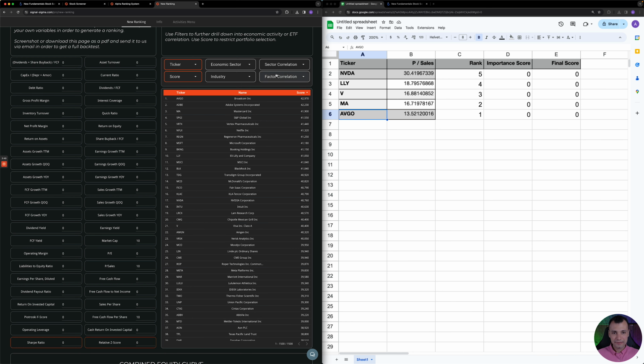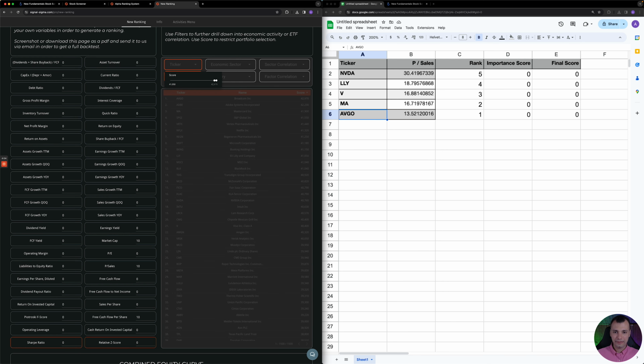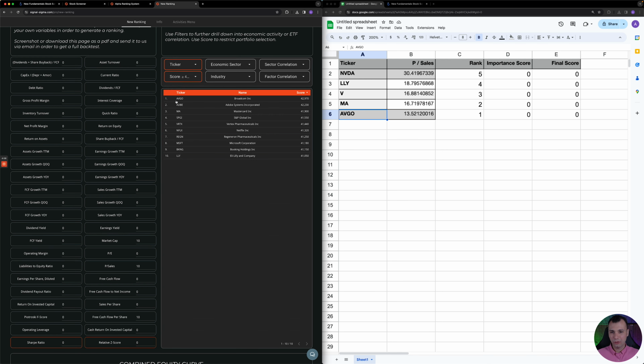The idea is that we can then limit the score. So for example, if we want to only get the first 10 stocks, we would limit the score to 41,050. Let's do that over here. And now the table is going to only contain the top 10 scores using this ranking.